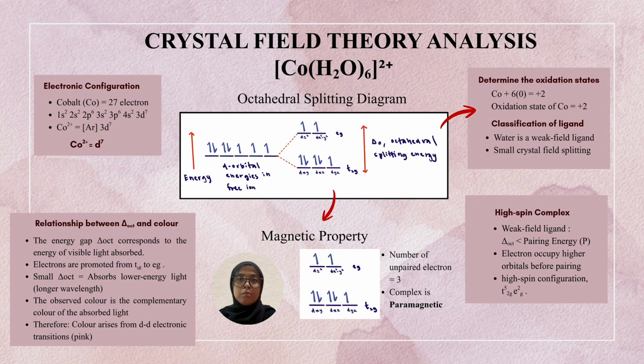Electrons maximize the number of unpaired electrons by singly occupying all available t2g and eg orbitals before pairing begins. Therefore, the d-electron arrangement is t2g5 eg2, giving a high spin complex with 3 unpaired electrons that indicate paramagnetism. The relatively small delta O also means that the complex absorbs lower energy, longer wavelength visible light for the d-d electronic transition, which contributes to its characteristic color, which is pink.